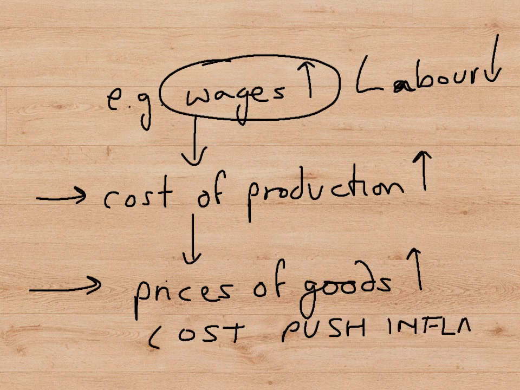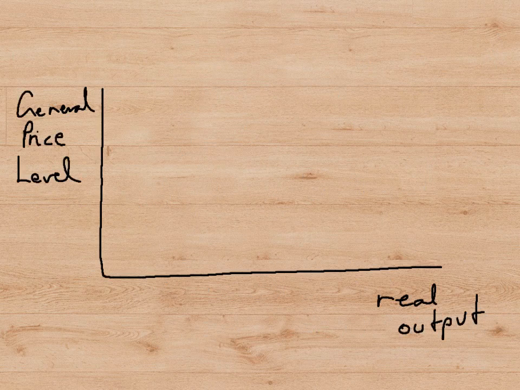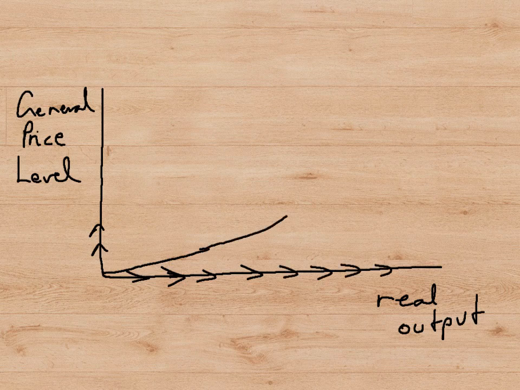So what we see in the aggregate supply curve is that as we increase our output, we start to use up the factors of production. Prices at first rise quite slowly. But as we use up more of our output, the factors of production become more scarce. And now prices start to rise more quickly. And they are driven up by the increasing cost of production.